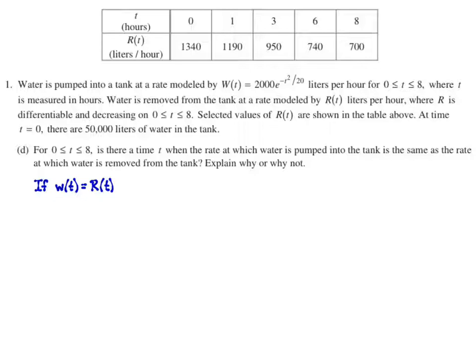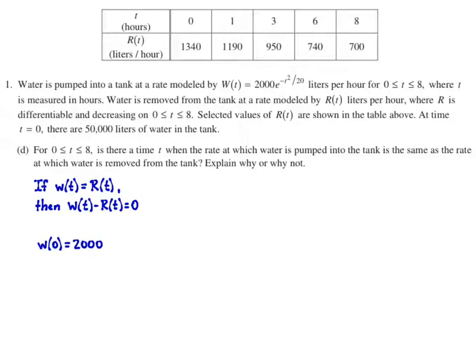And so the next step I'm going to do here is subtract R of t from both sides, and you'll see why in a second. So we end up with W of t minus R of t equals 0. If the question is asking, is there a time when the two rates are equal, that's equivalent to saying, is there a time when the rate in minus the rate out equals 0? And so now we have a function that we're trying to figure out whether it is equal to 0 at any point. So what I'm going to do is notice this.